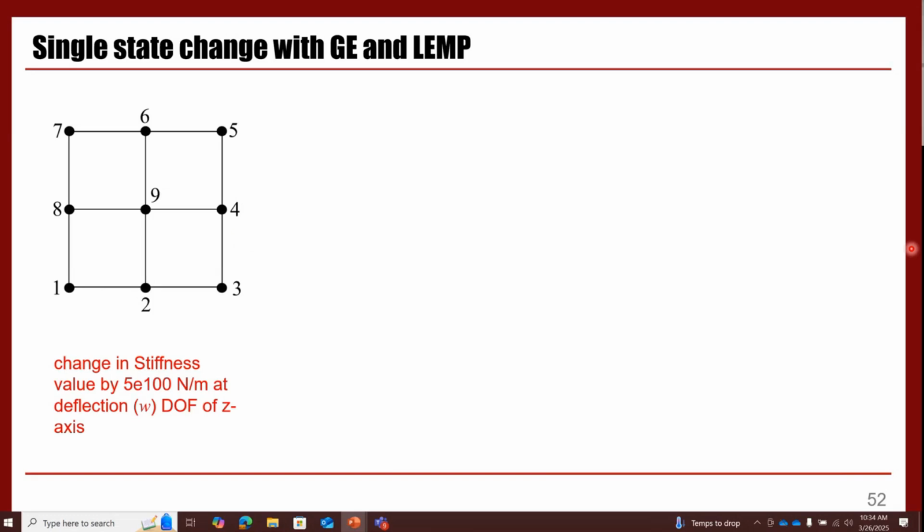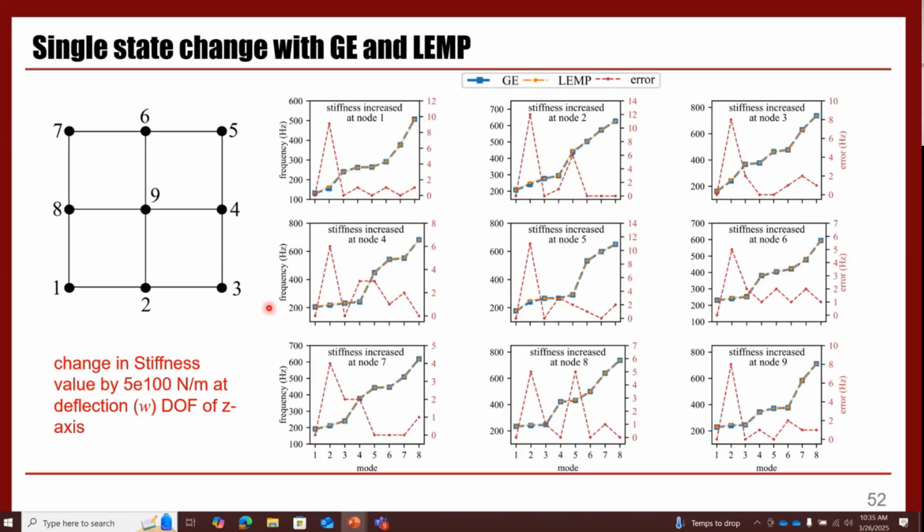Now we are introducing change into the system, which is the main core of the process, changes in the structure. We introduce a very high stiffness change into the system from node 1 to node 9. And here is the result for the addition of stiffness for each of the nodes from 1 to 9, and we compare the frequency calculated from generalized eigenvalue to LEM, and also computed the error.